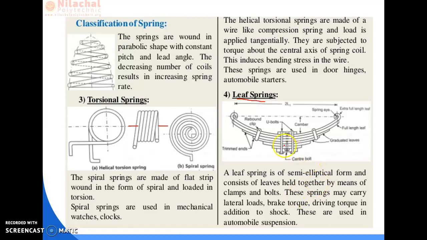The leaf spring is of semi-elliptical form, consisting of leaves. These are the leaves, and they are held together by means of clamps and U-bolts. These springs may carry lateral load, brake torque, and driving torque in addition to the shock. In our trucks and tractors, these leaf springs are widely used at the front axle.